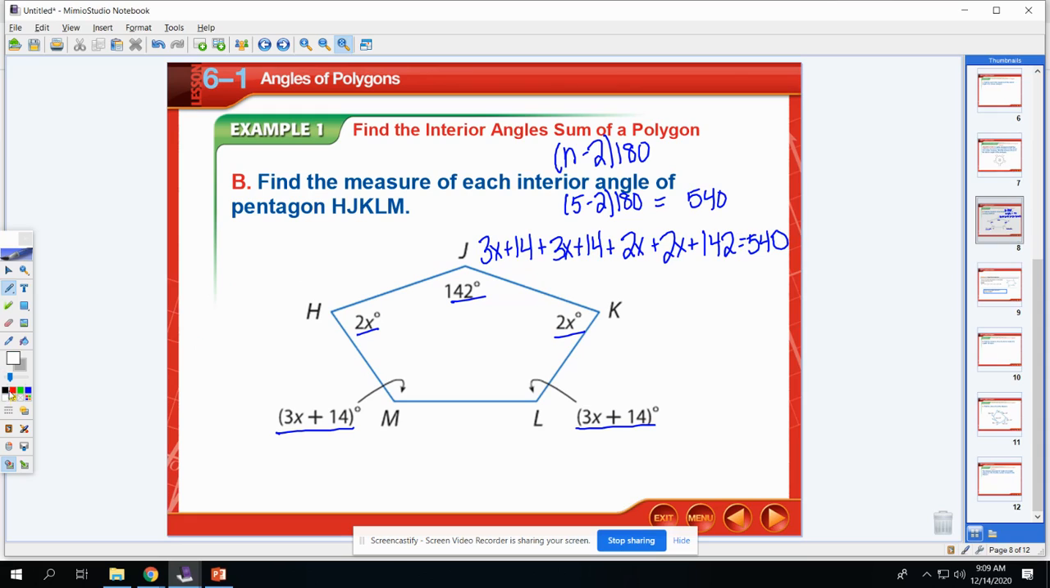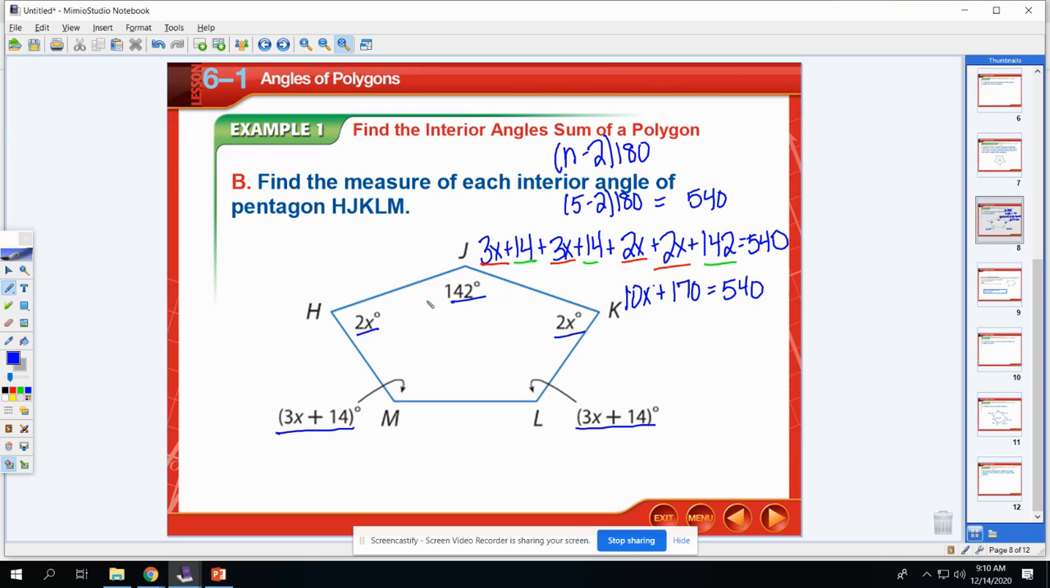From here, go ahead, combine your like terms. So when I see all my x's here, I'm going to underline them in red. So 3x, 3x, 2x, and 2x. I'll take my green here and I'll underline our non-x's, so 14, 14, and 142. So when we do this, 3x, 3x, 2x, 2x, that's going to be 10x. And then 14, 14, and 142, that's going to be 170. So 10x plus 170 is equal to 540.